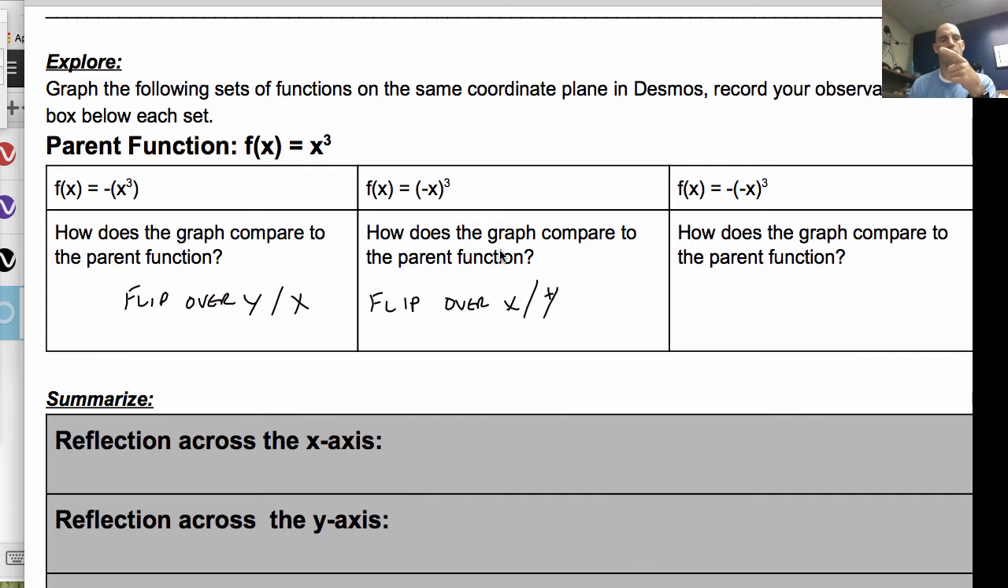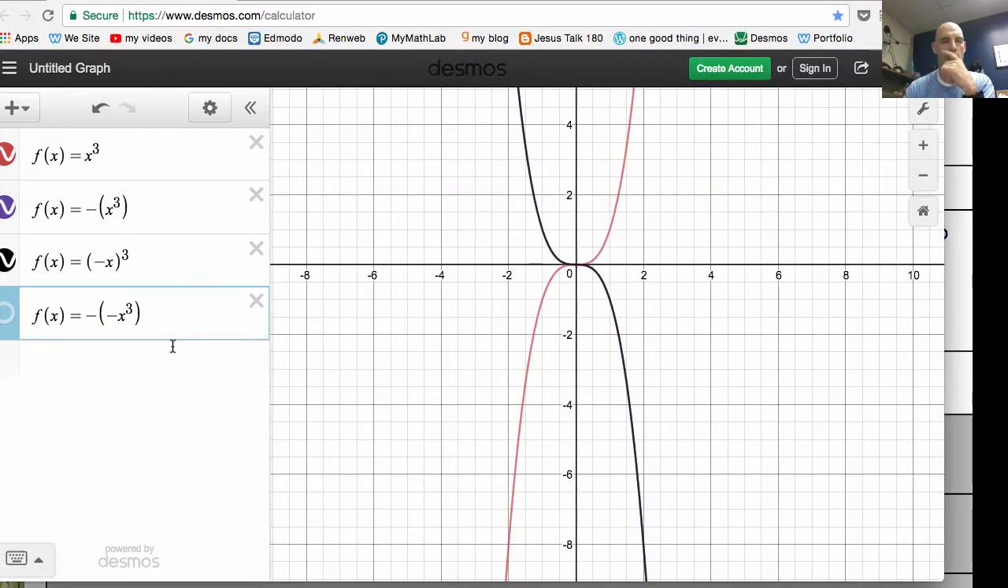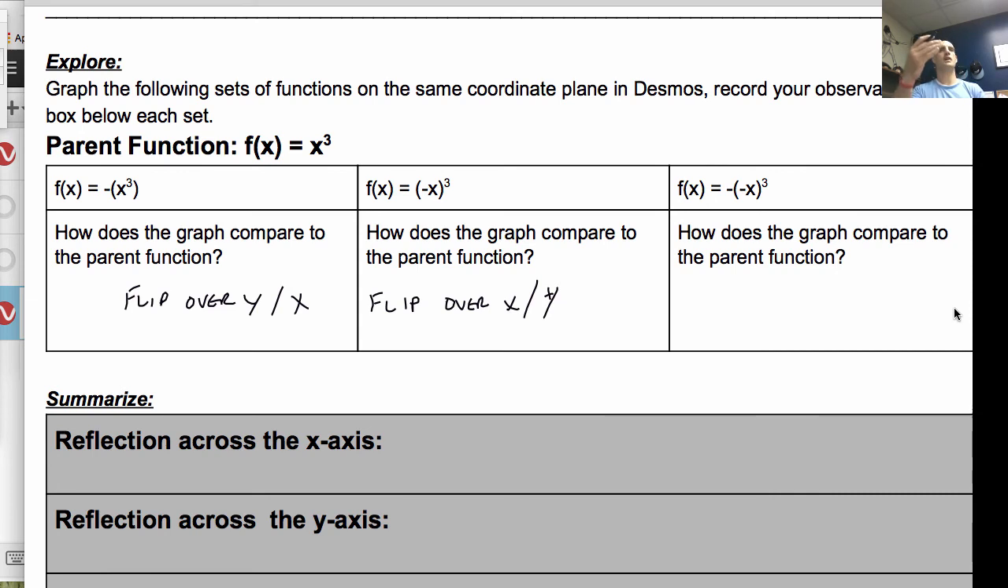So something's going on here. When I do both of them, check out what happens. I get my original. Well, how is this possible? I get my original. So that one would mean that I took one, I flipped it, and I flipped it again. So it's the same as the original.